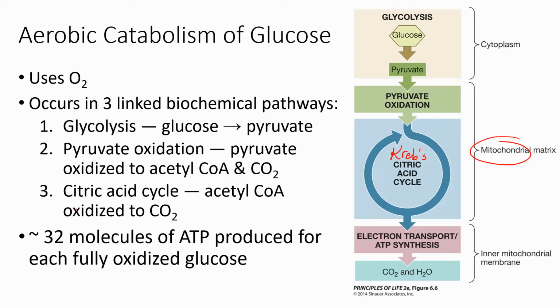I want to also point out how much more efficient this process is. It makes 32 molecules of ATP for each glucose molecule that you're putting into this process, whereas remember, glycolysis only makes 2 ATP. So being able to perform aerobic respiration was a very big advantage for any organism that evolved this ability, and it was also a big advantage for eukaryotes as we acquired mitochondria.